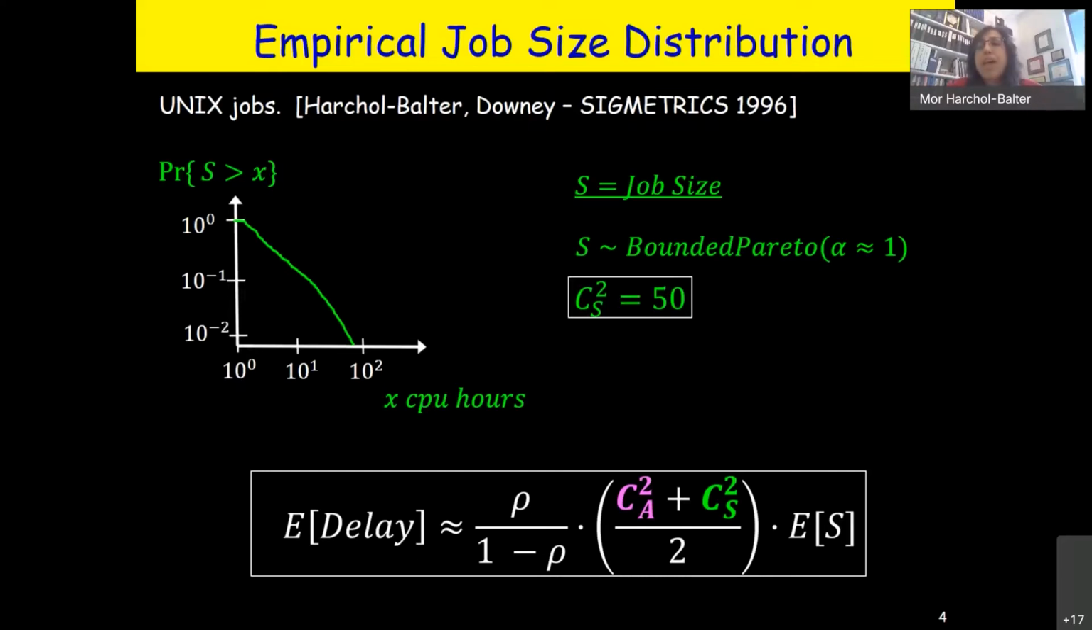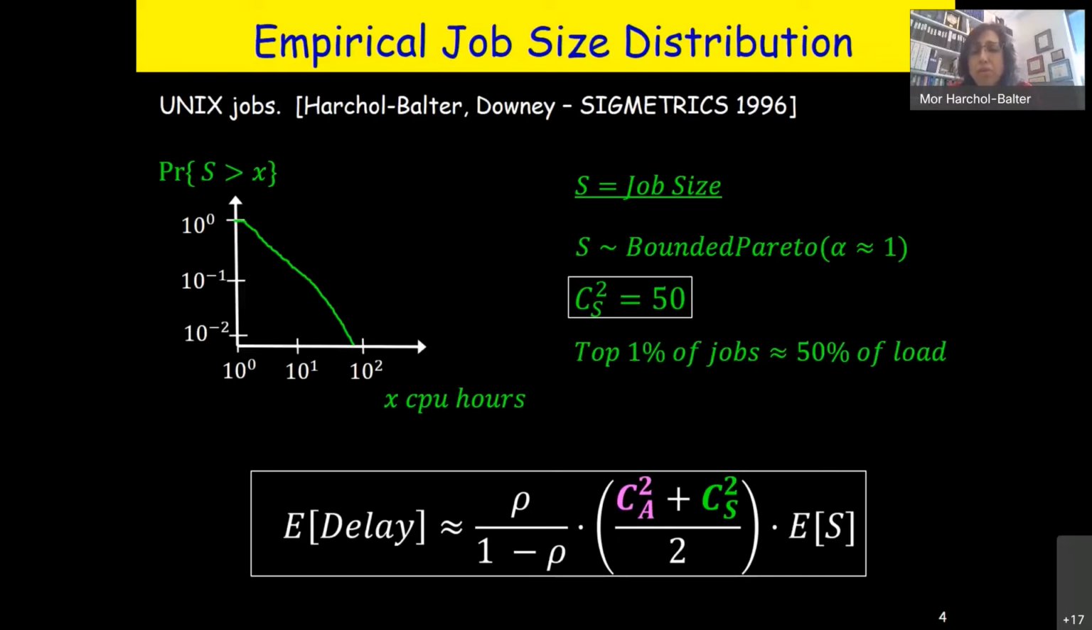So the squared coefficient of variation, this was back in 1996, was 50. 50 is pretty big, right? Because an exponential is 1. So 50 is a pretty big number. Moreover, the top 1% of jobs, the biggest 1%, I found comprised 50% of the load. So it's just 1% of jobs, but they make up 50% of the total load. So they're really big.